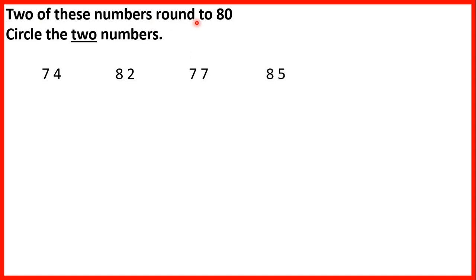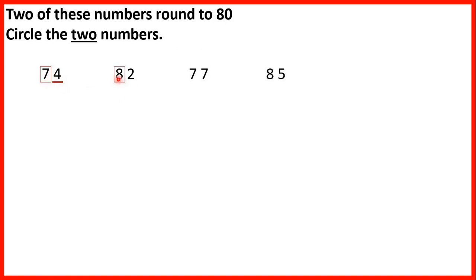2 of these numbers round to 80. Circle the 2 numbers. So if a number rounds to 80, that must mean that we're rounding to the nearest 10, because we have a 0 in our ones. And to round to the nearest 10, we find our tens digit and look at our ones digit. Now remember, if it's 4 or less, we round down. So this 4 tells us that we're rounding down, so the 7 in our tens stays the same. So 74 rounds to 70, not to 80, so that's not one of our numbers.